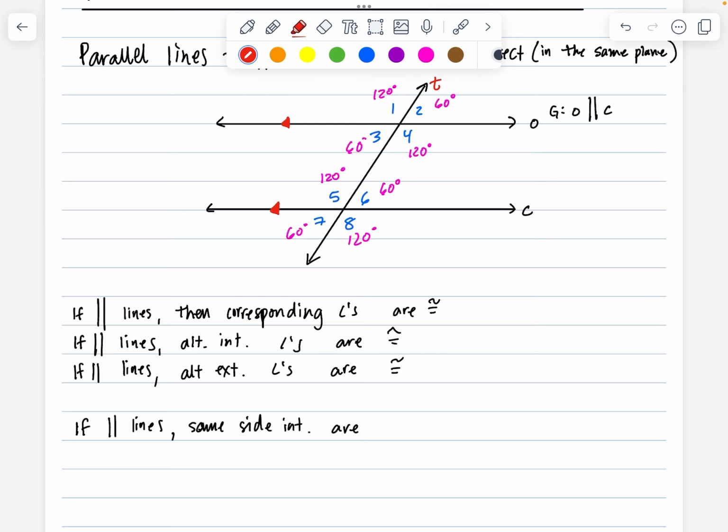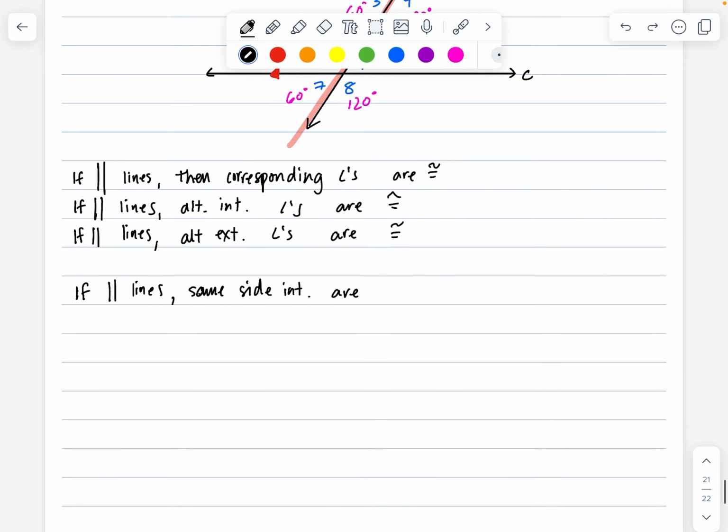In order to be the same side, they're on the same side of the transversal. Same side interior means we're interior on the inside of the non-transversal lines, 3 and 5. And notice we have 60 and 120. These are by definition supplementary, right? And that's going to happen here on the other side as well. 4 and 6 are same side interior angles. They also add up to 180. So that means if parallel lines, that's the kicker, same side interior angles are supplementary.